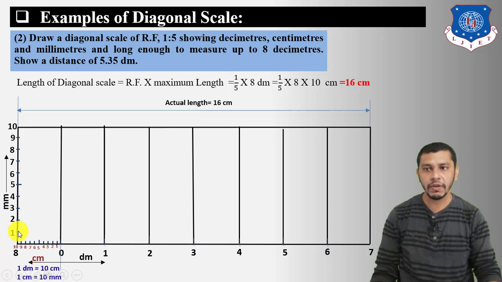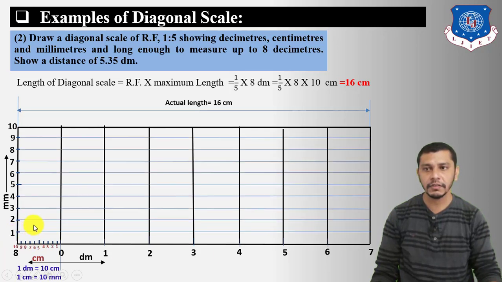Now what we have to do? We have to draw lines parallel to the baseline from each point. Then connect this 9 point to this corner of the scale and draw lines parallel to this line. This is our diagonal. So draw lines parallel to this line from each point.